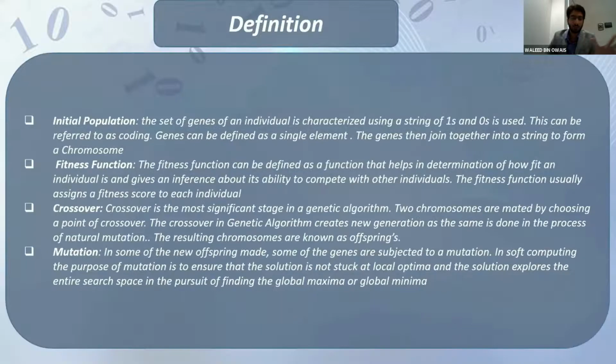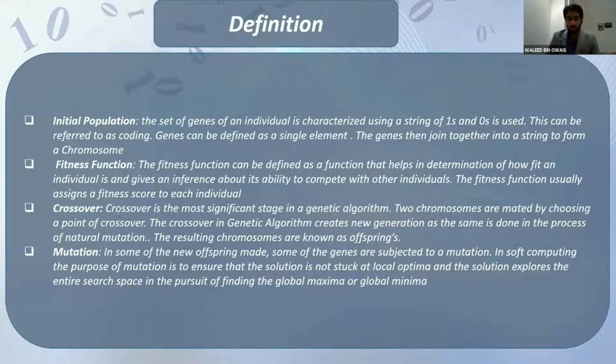And now a brief insight about the technical terms that we'll be discussing later in the presentation. Just to give you a brief holistic overview: initial population. Think of initial population as a set of chromosomes. You have a set of genes of an individual, and each chromosome is a string. It's just a string of ones and zeros. So when we use a genetic algorithm in soft computing, your initial population is just a matrix of different chromosomes. And a chromosome is nothing but a string of ones and zeros that represents your problem in a computational space.